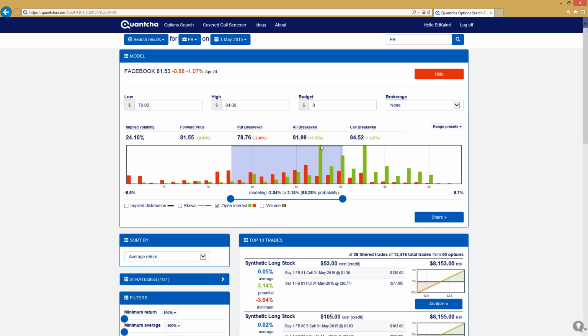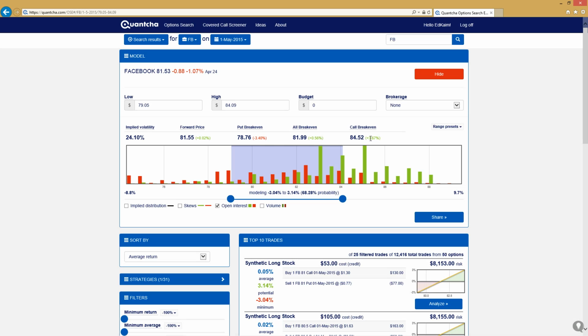And the break even for all is basically the combined put and call. So if we see the call on the other end, the call break even indicates about a 3.67% move upward, and the put break even about 3.4% downward. So that's kind of an interesting view. It sort of sees a lot of balance.